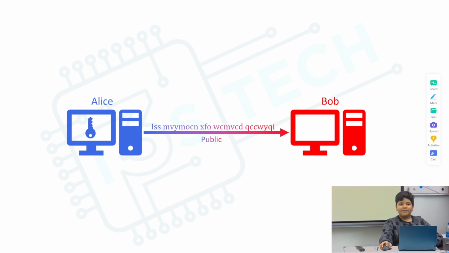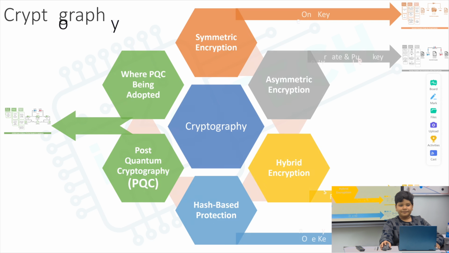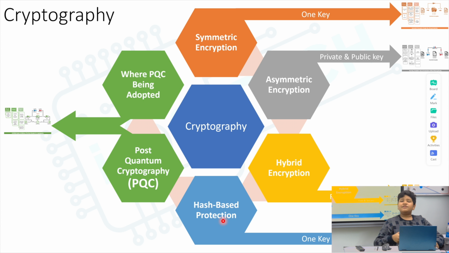So for that, we use a cryptographic scheme. We have symmetric encryption, asymmetric encryption, hybrid encryption, and hash-based protection. Hash-based protection is used for password storing, so we're not going to deal with that today. And then we have post-quantum cryptography, which I will do after Shor's algorithm. I'm just joking. After Shor's algorithm, when I show here, I will show.